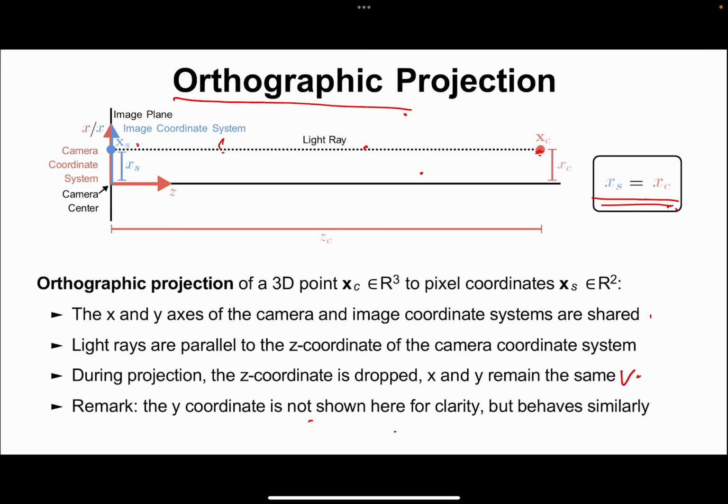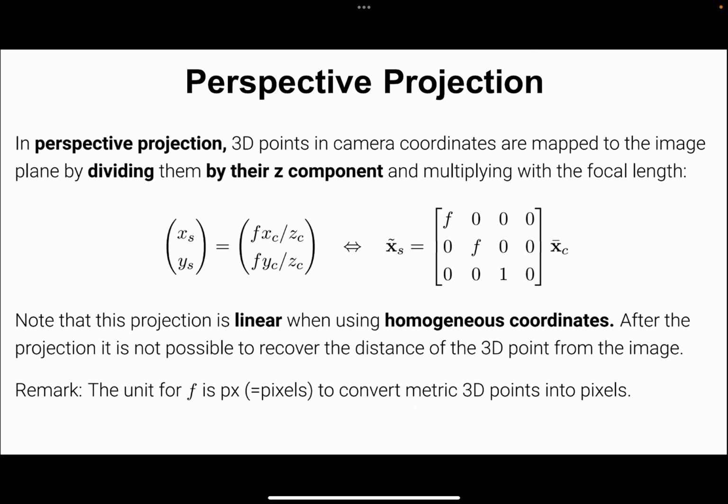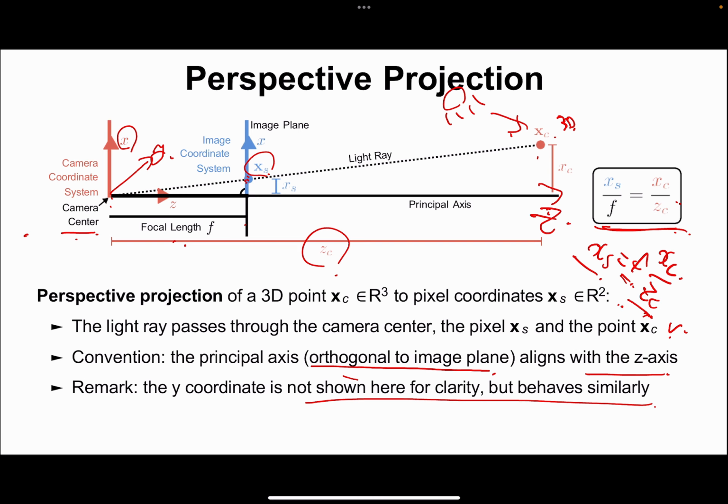In orthographic projection, regardless of the distance between object and camera, xc is always projected to xs, right? But now the projected position in the image coordinate system is related to the distance between camera and object. That makes really different things. In perspective projection, 3D points in camera coordinates are mapped to the image plane by dividing them by their z component and multiplying with the focal length. So this is what I derived in the previous slide, right?